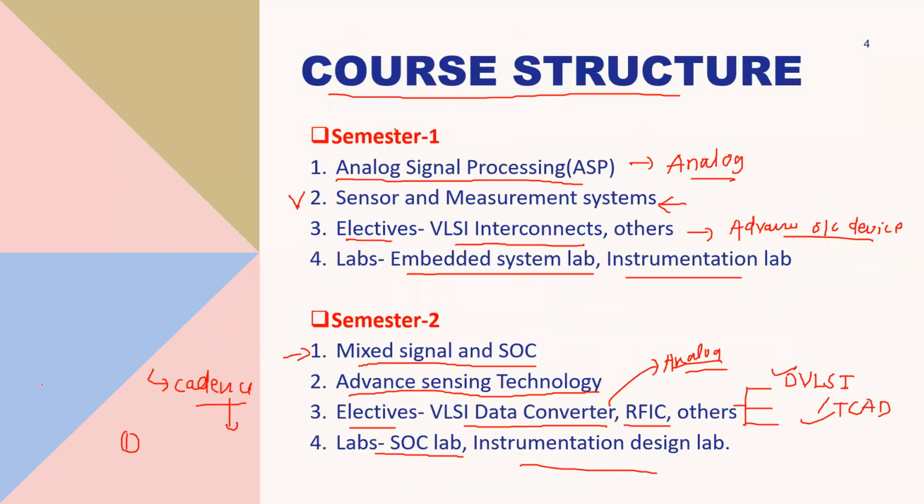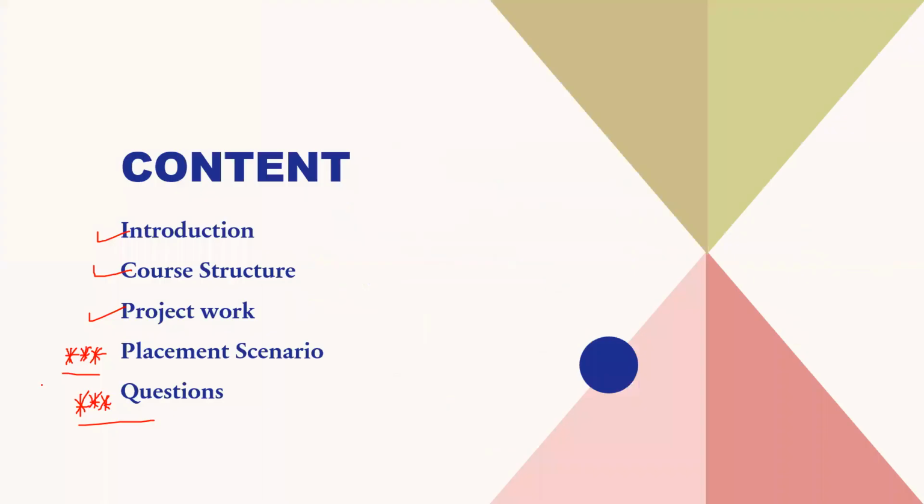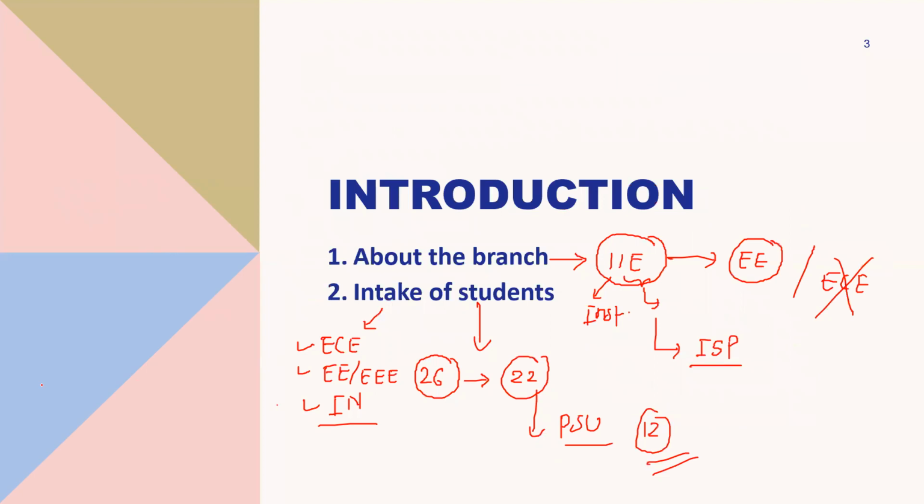So I think I should recap. The first thing was the content of this presentation. After the introduction, I covered the basic points: it was the ISP branch, and the name was changed last year, in 2022. It is now Instrumentation and Integrated Electronics. It comes under the electrical department. People from electronics, electrical, and triple E are all allowed. The intake is 26 students, and currently we are 12 students here.